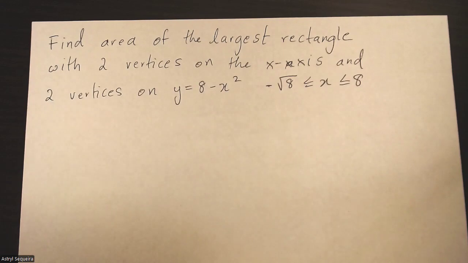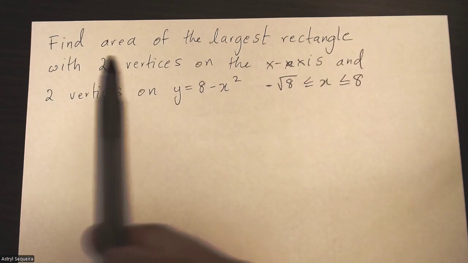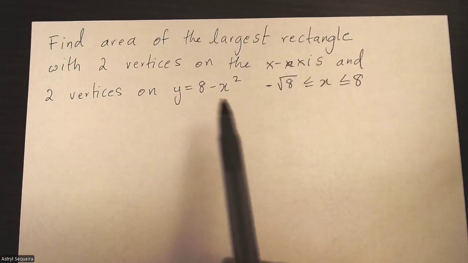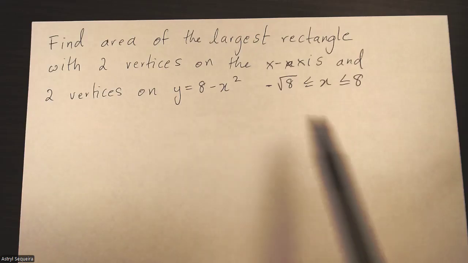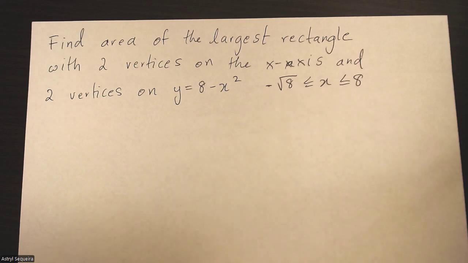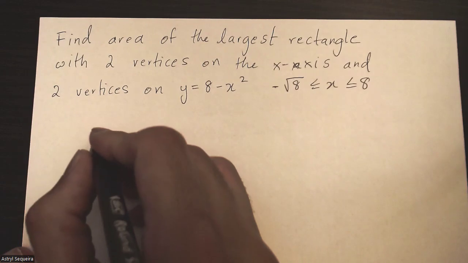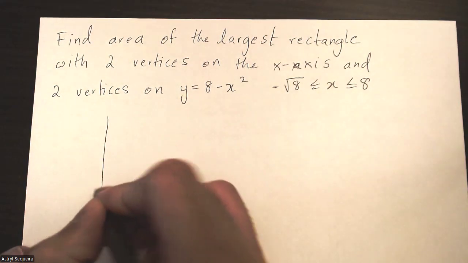So we need to find the area of the largest rectangle with two vertices on the x-axis and two vertices on the graph over here, and then we've been given the restricted domain in this question. So I want to start by sketching this out.